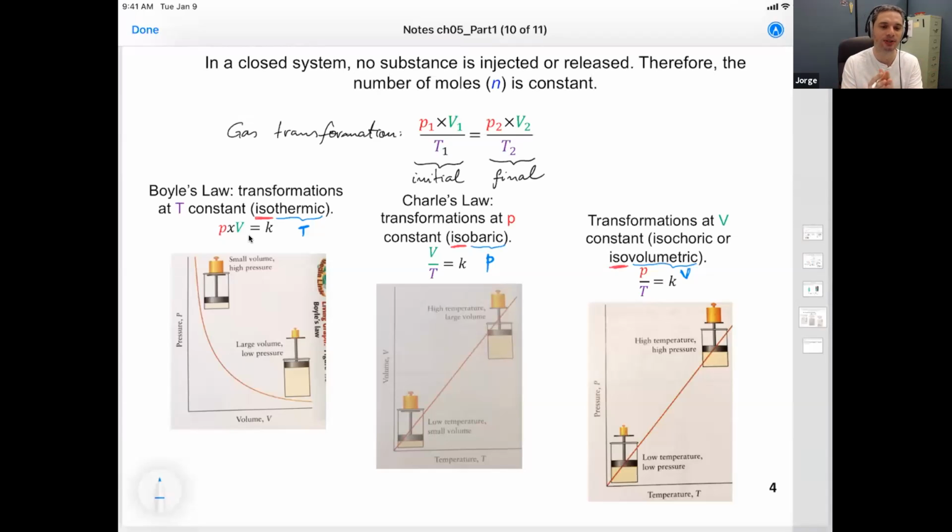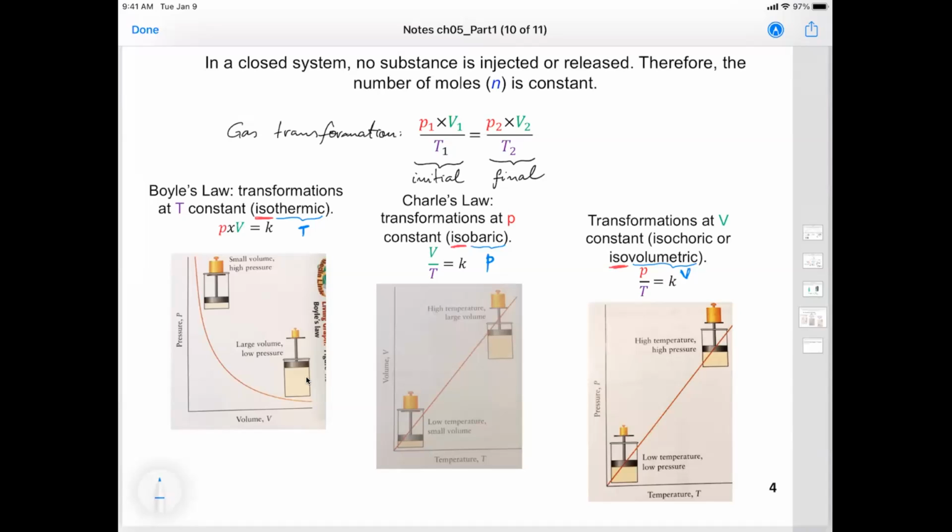Okay, so that means if you get the initial state, for example, for the Boyle's law, and multiply the pressure times the volume, you are going to obtain a number here that's the same number if you do the multiplication for the final state. Okay, so the K just means that this product has to be constant in any of the points of the transformation. Does that answer your question? Thank you, yeah. Okay.